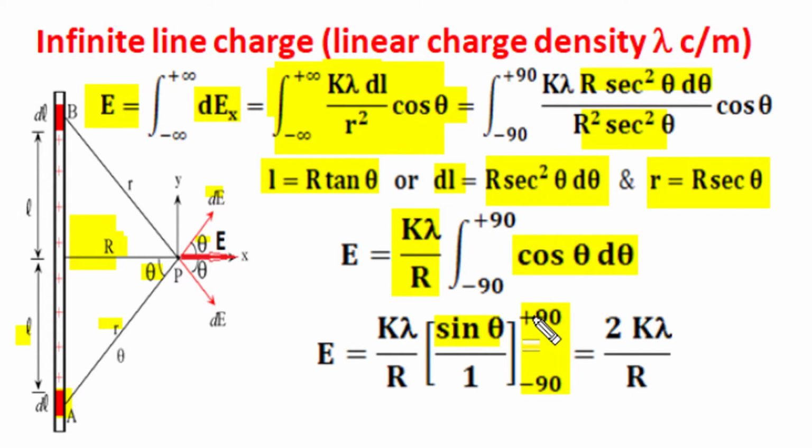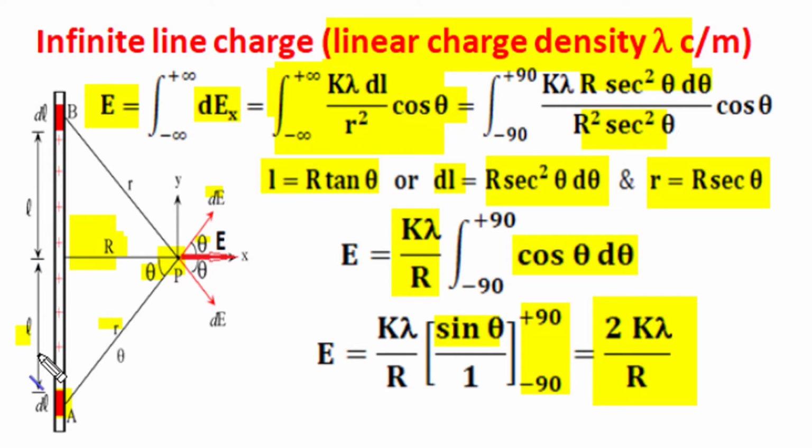Once we take theta equal to plus 90, we change the sign of sin theta, and for theta value minus 90 is taken. Sin plus 90 is plus 1, and sin minus 90 is minus 1, and when minus 1 is subtracted from 1 we get 2, and the resultant electric field on this axial line comes as 2k lambda over r. So the strength of the electric field here is directly proportional to linear charge density lambda and inversely proportional to this perpendicular radial distance of observation position from the axis of the line charge, that is capital R.